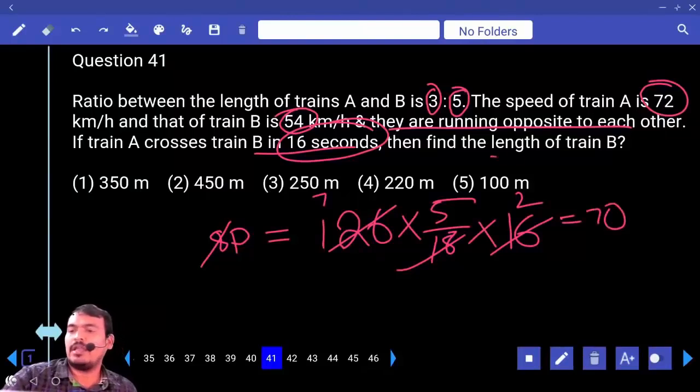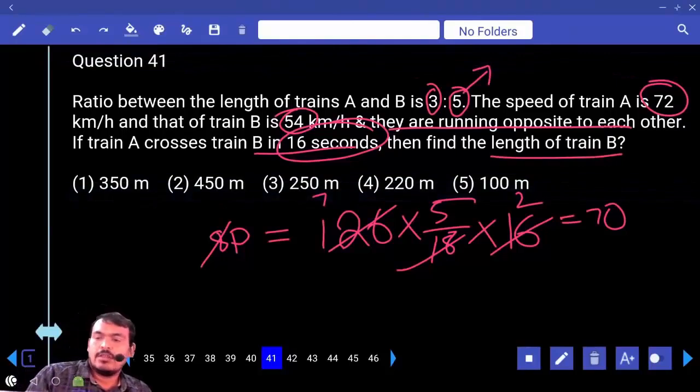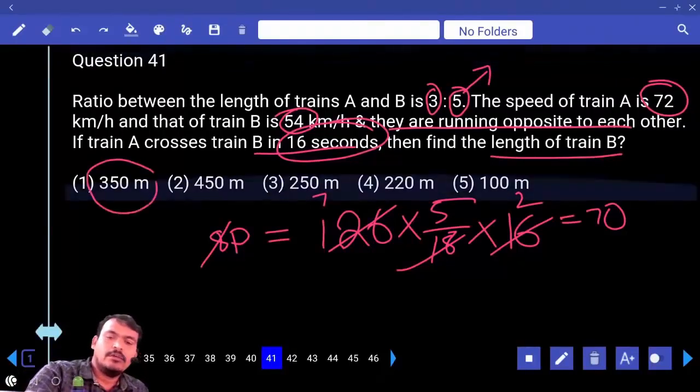We require which one length? Train B means how many parts? 5 parts. What are the 5 parts? 350.